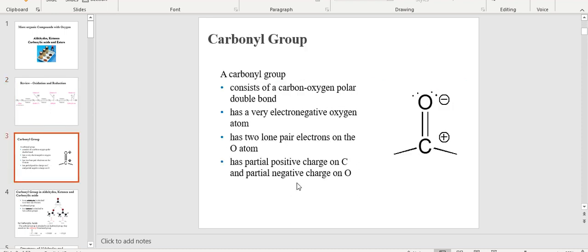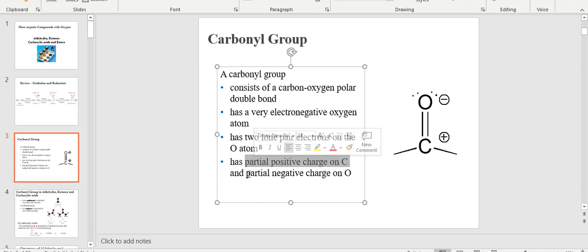The carbonyl group consists of a carbon and an oxygen. It's very polar. You look at all the electrons right here. Oxygen has 4 of them up here 100% of the time, and it's got these 4 electrons right here that it has maybe 80% of the time. So it's extremely polar, has a very electronegative oxygen atom, a partial positive carbon, right, and a partial negative oxygen.